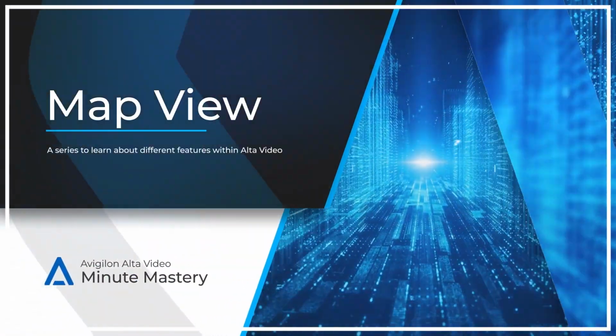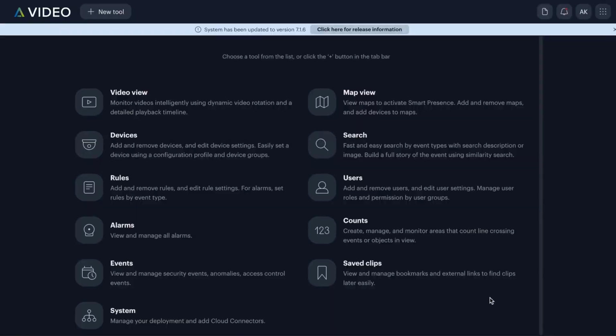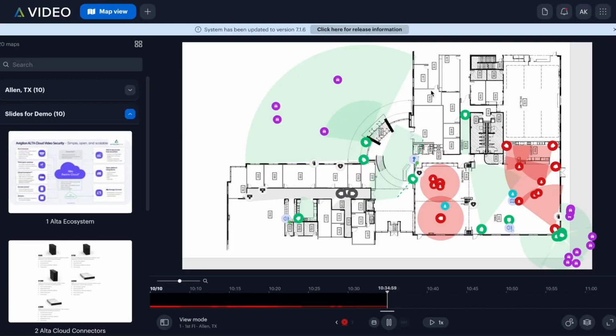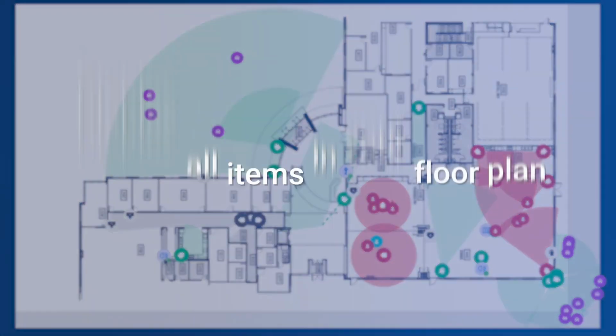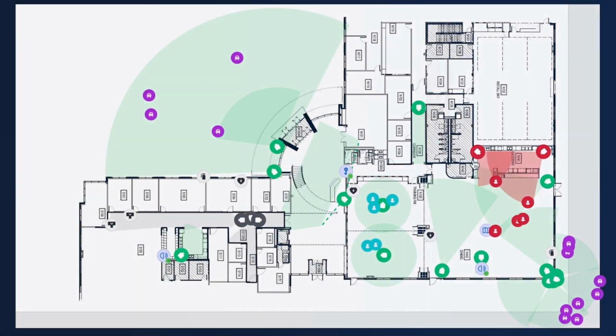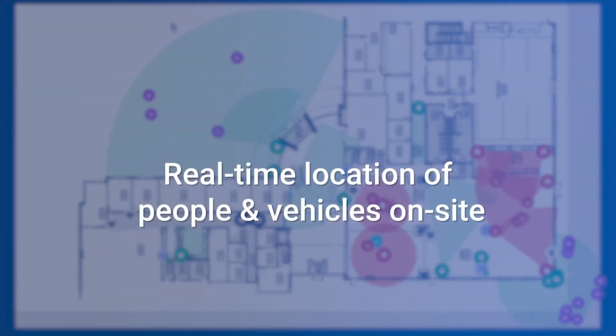I'm excited to show you a powerful yet easy-to-use feature in Alta Video, the Map View. Once you log in, simply click on Map View to bring up your floor plan, displaying all your cameras, sensors, access control items, and even the real-time locations of people and vehicles at your site.